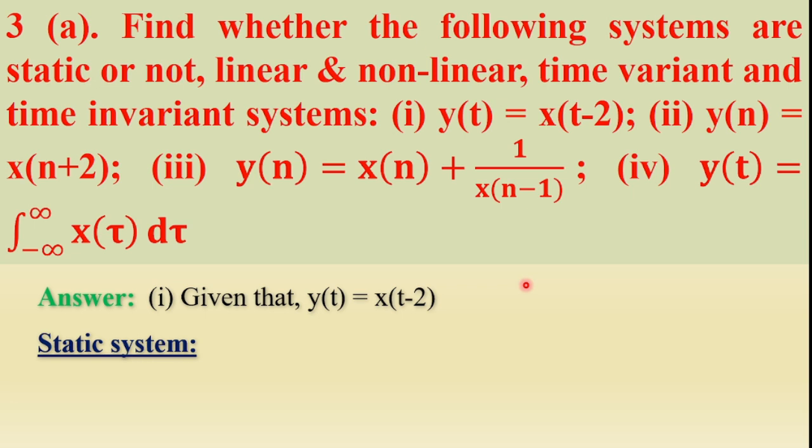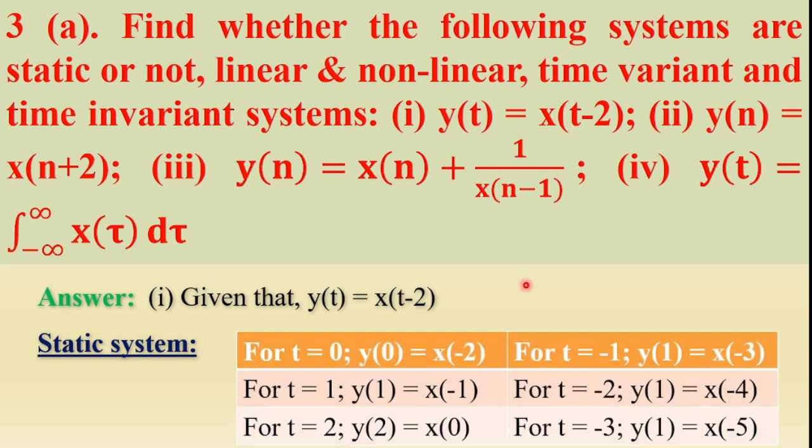And first substitute t is equal to 0. For t is equal to 0, substitute in this equation, then y of 0 is equal to x of minus 2. Now here what is the present value? t is equal to 0 is the present value. And what are the past values? Minus 1, minus 2, minus 3. So t less than 0 are the past values. And t greater than 0, plus 1, plus 2, plus 3 are the future values.